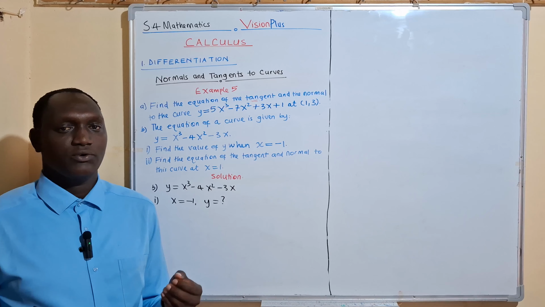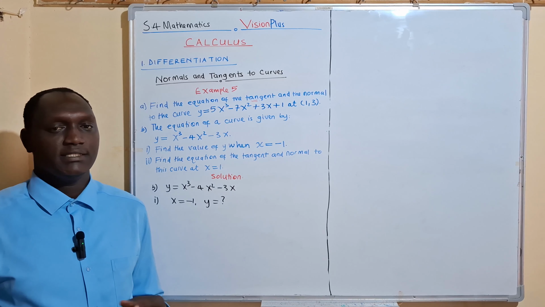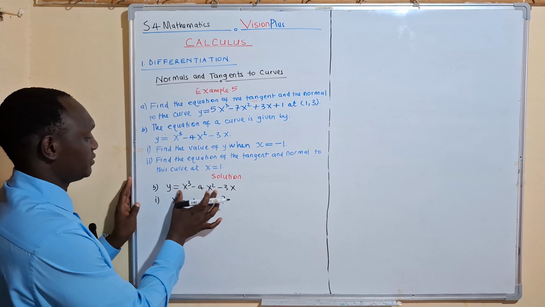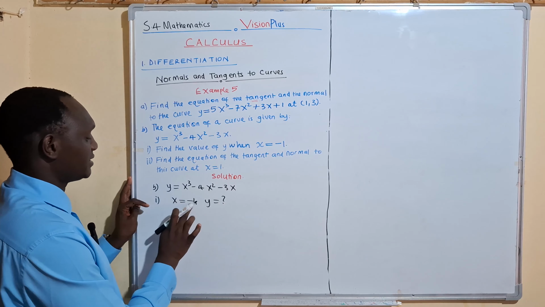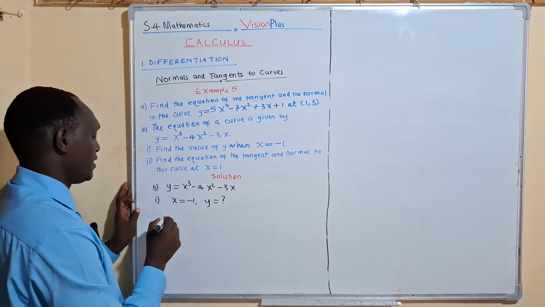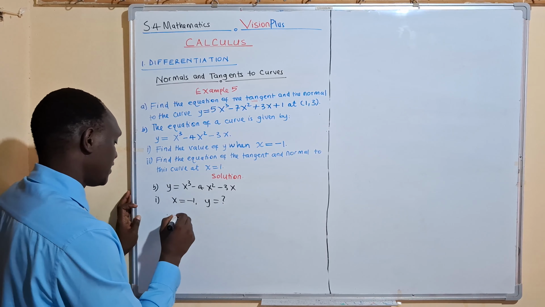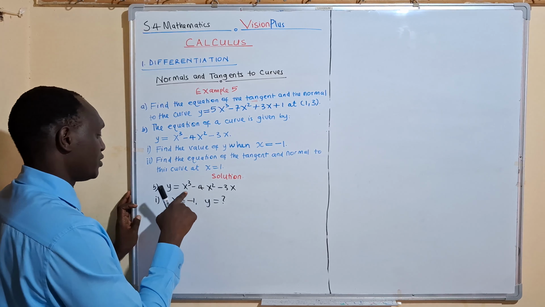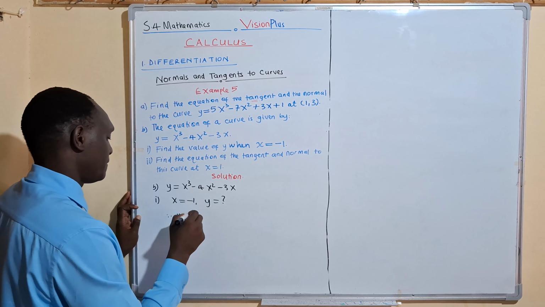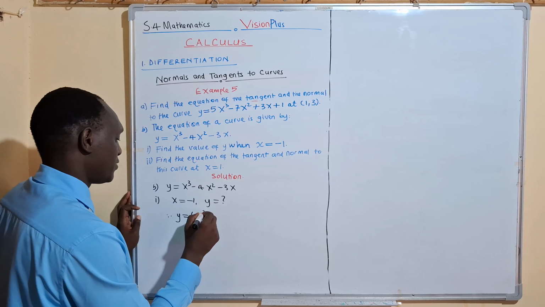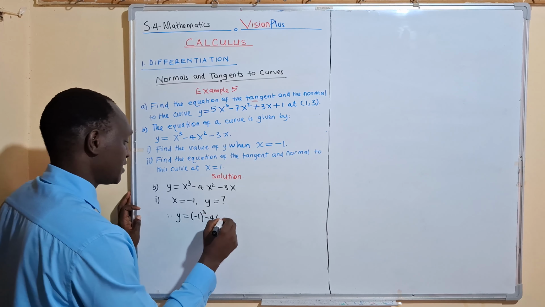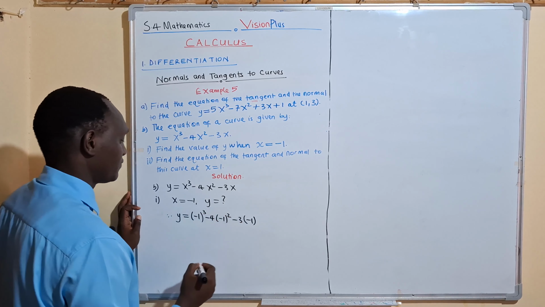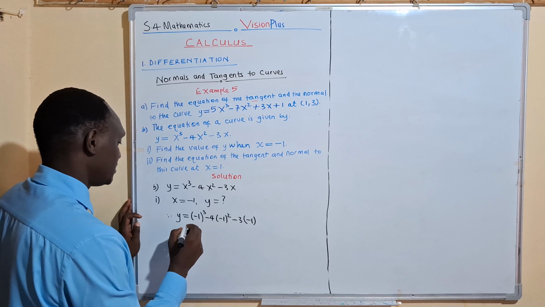Now, what are we going to do here? We are simply going to substitute for x and we find the corresponding value of y, because we have this expression where if x is now negative 1, what is y? Therefore, y becomes, remember x is negative 1. So where we find x here, we put negative 1. So we shall have negative 1 power 3 minus 4 times negative 1 squared minus 3 times negative 1. Then you press the calculator or simplify.